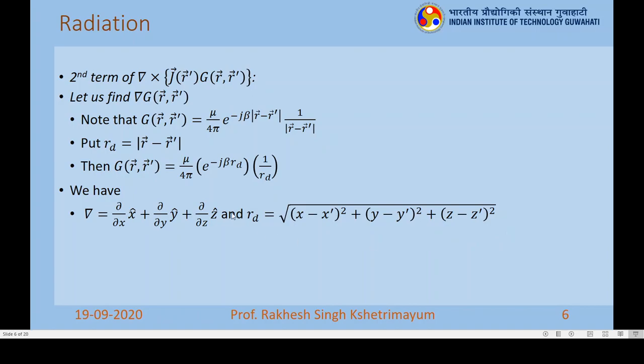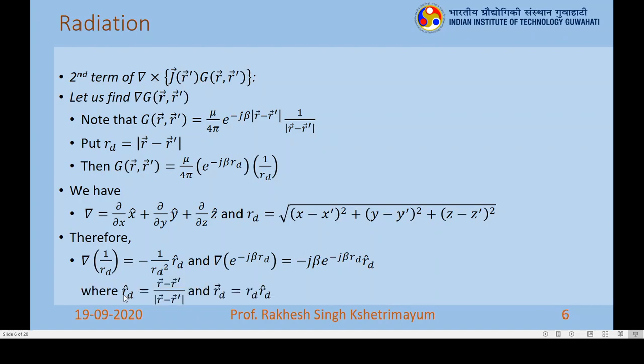So I have del, I have RD, and I can find out what will be the result when the del operator operates on 1 by RD. That will be minus 1 by RD square, RD hat. When del operates on exponential of minus j beta RD, it will be minus j beta, exponential of minus j beta RD, RD hat. What is RD hat? RD hat is the unit vector along the direction of the RD vector. So RD hat is (R minus R') by the modulus of (R minus R'). The RD vector can be written with its amplitude represented by RD and its direction represented by RD hat.